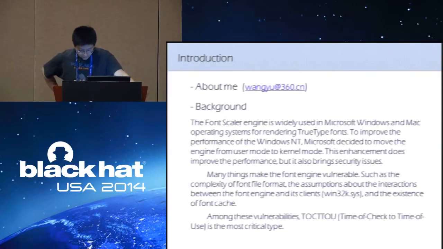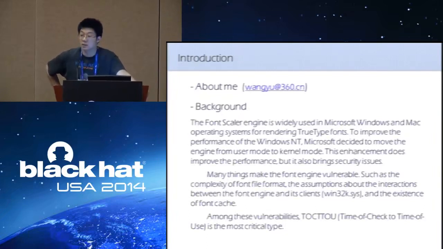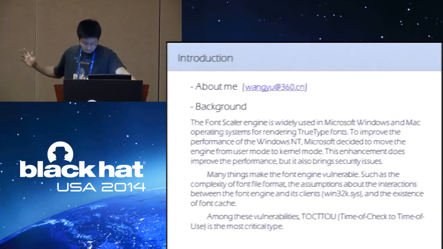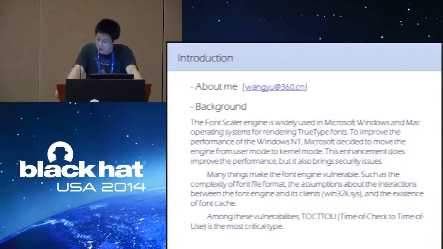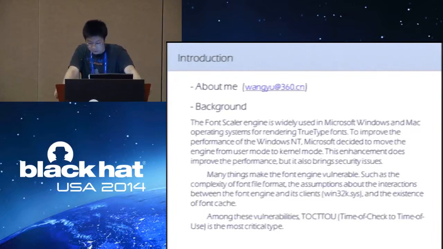Specifically, the font scaler engine represents a significant kernel attack surface, and it is perhaps the most easily accessible point which can be reached remotely. As I mentioned 2 years ago at the Cisco 360 conference, many things make the font engine vulnerable, such as the complexity of the font file format, the assumptions about the interaction between the font engine and its clients, the existence of the font cache, and so on. Among these weak points, time of check to time of use is the most critical type, I think.